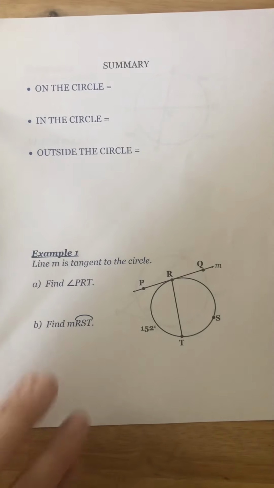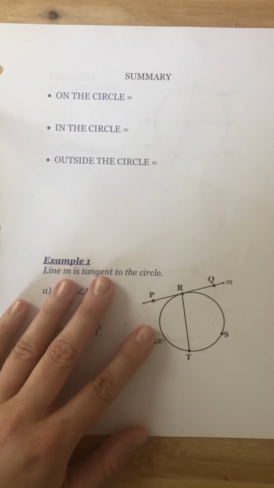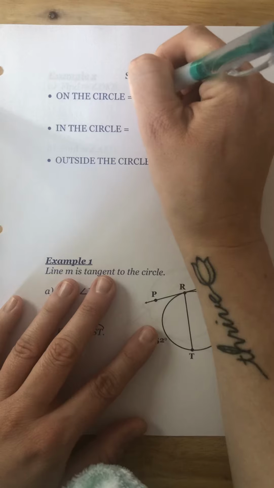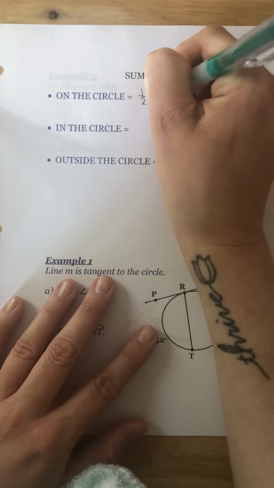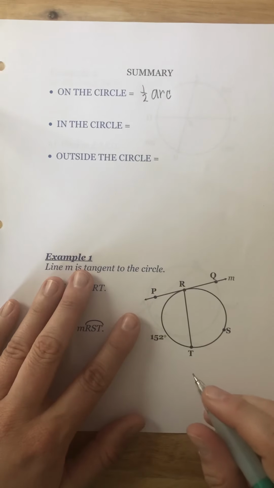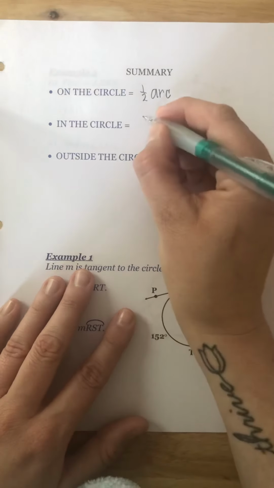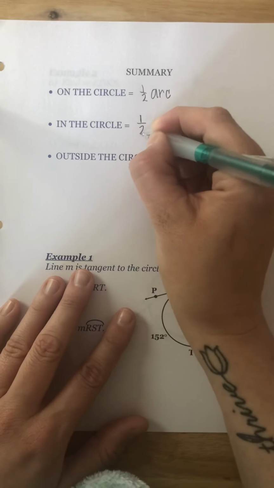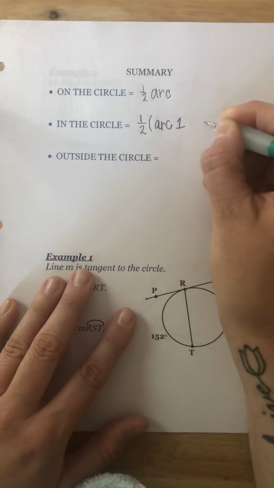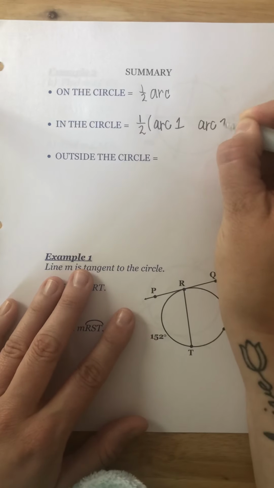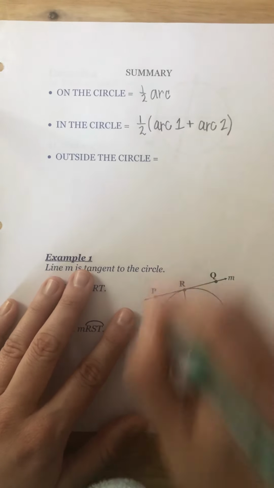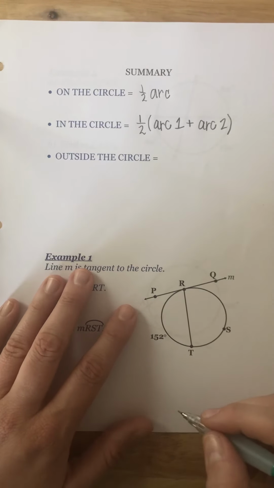So let's put all of these together. We're gonna make a summary for ourselves. So what happens if the vertex is on the circle? You're gonna do 1/2 of the arc. So whatever the arc measurement is, you're going to take half of it. What's gonna happen if your vertex is inside the circle? You're still gonna do 1/2, but you're gonna take your two arcs. I'm just calling them arc 1 and arc 2. Doesn't matter which one's bigger or smaller. And you're going to add them together before you take half of it.